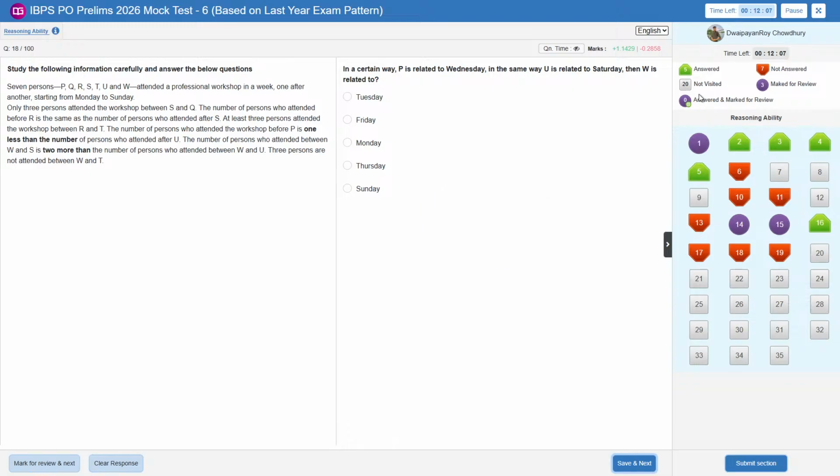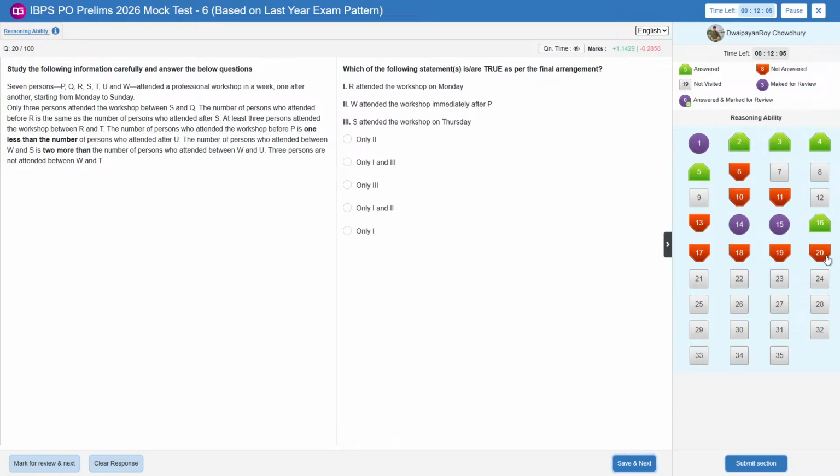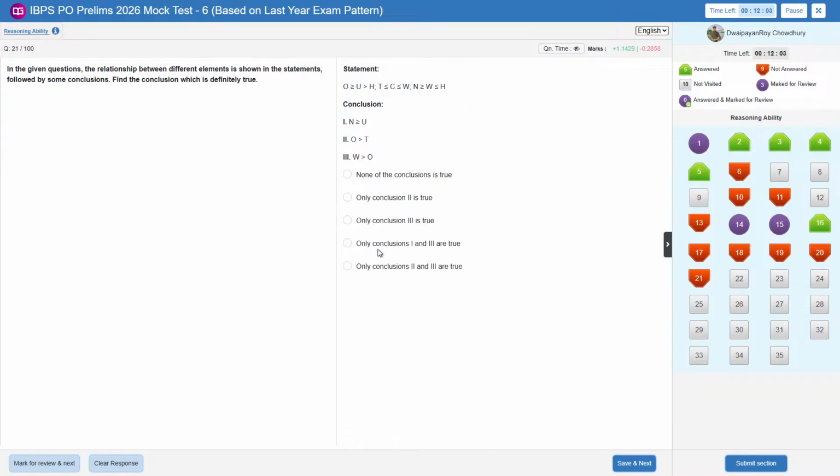So I'll just skip this question. Wrong choice. N greater than U, N greater than W, and W greater than C, C greater than T, but H, so no option. Then O greater than T, O greater than U, H, H, W, W, T, so greater than, yes, true. And W greater than O, so O is greater than something, so O cannot be less than, so only 2.